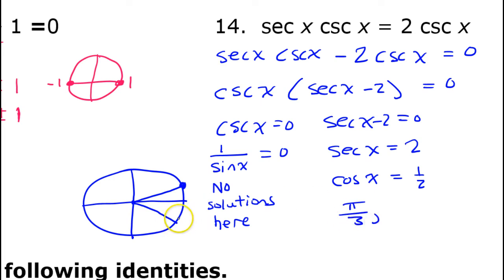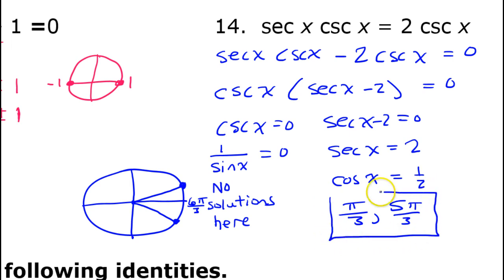Now this one down below, if I went all the way around, this would be 6 pi over 3, because that's 2 pi. If I stop one short, that would be 5 pi over 3. So this one would be 5 pi over 3. So these are the only two answers to problem number 14.